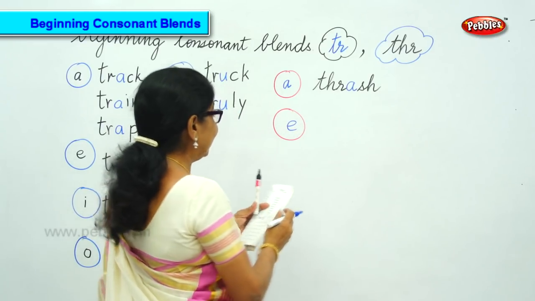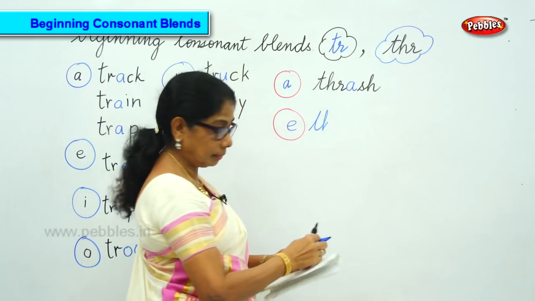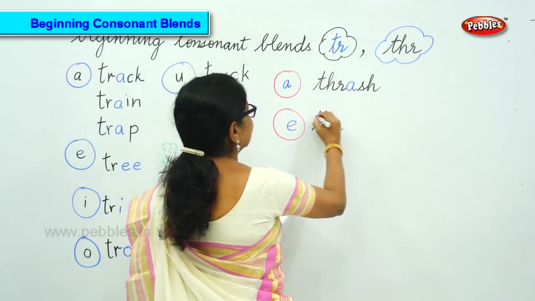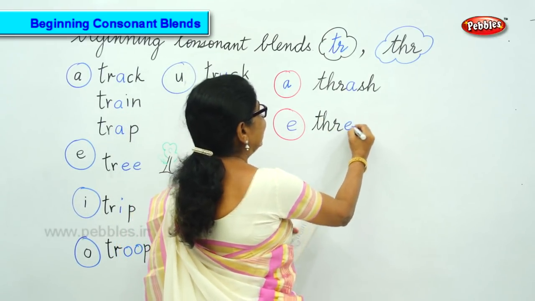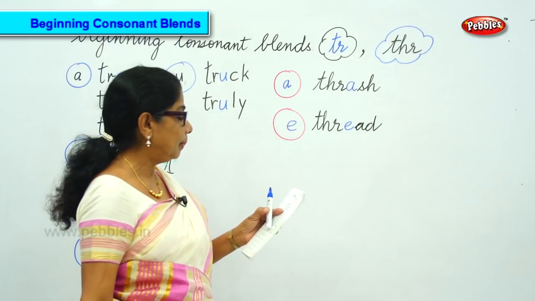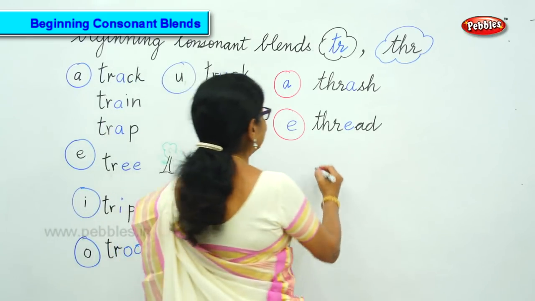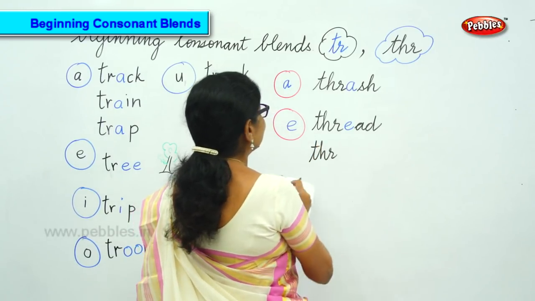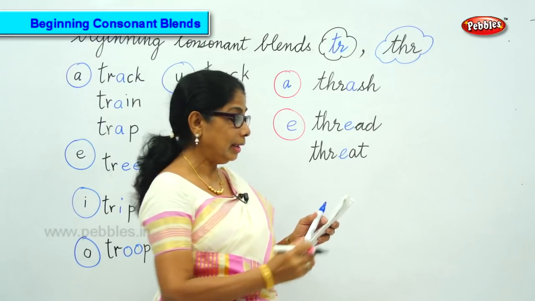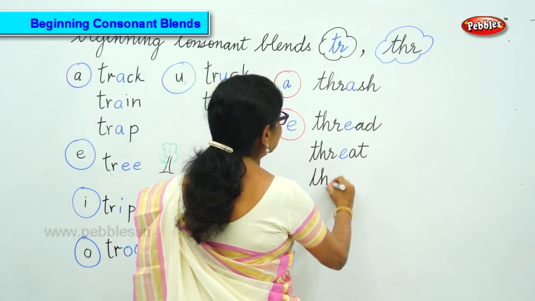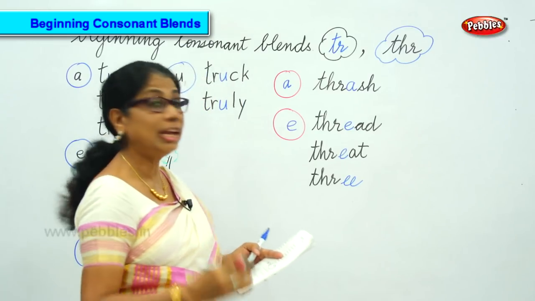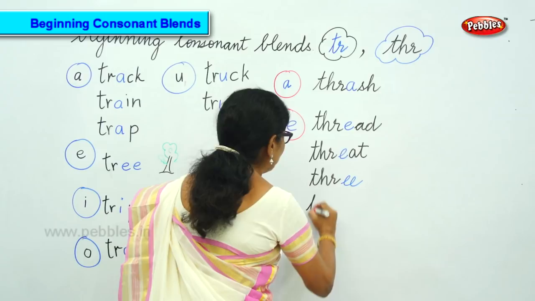You get thread. You get the E vowel here, E-A-D. Thread. Then you get threat. Somebody threatens you for taking away something. You get a threat from someone. Threatening, frightening. Then you have the number three. Three. Then we can say through. You threw out something, or somebody threw you out of the class.